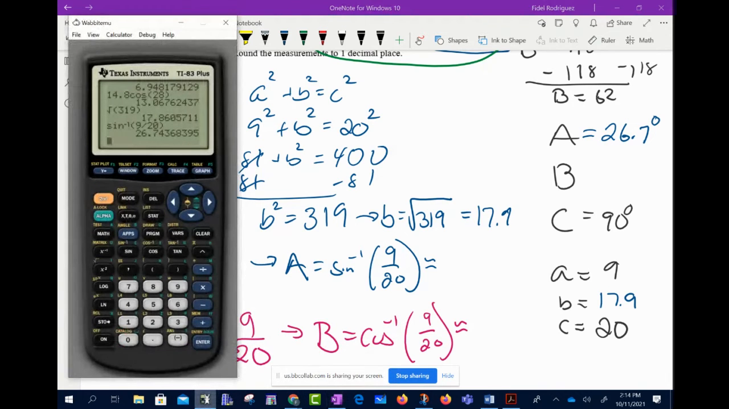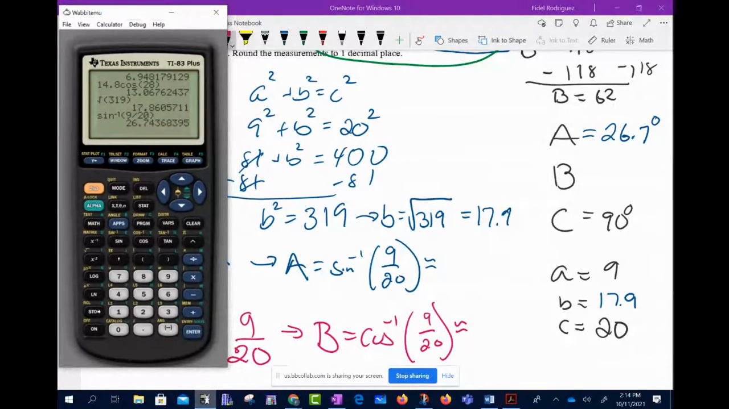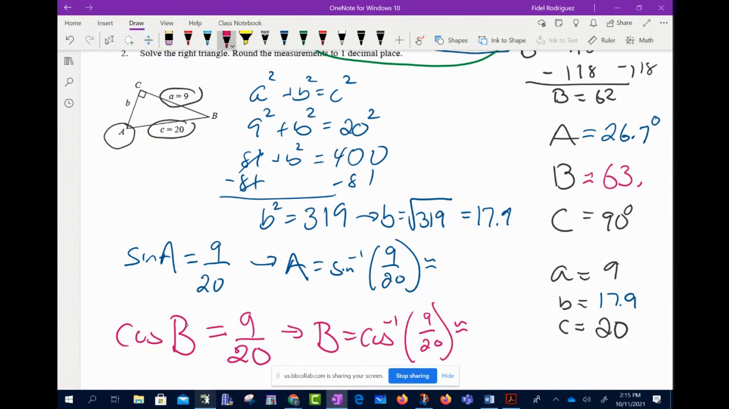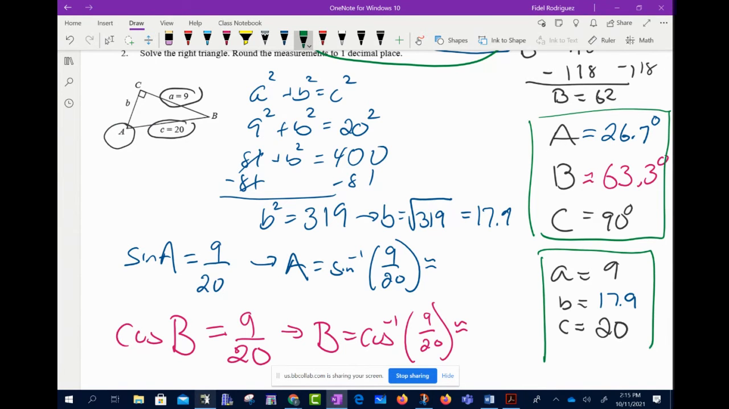So if I pull up my calculator again, and I say, look, let's go cosine inverse of 9 over 20, hit enter. Would you guys say 63.2 or 63.3? Yeah, 63.3. And we solved our right triangle, right? We have all 3 angles, and we have all 3 sides.